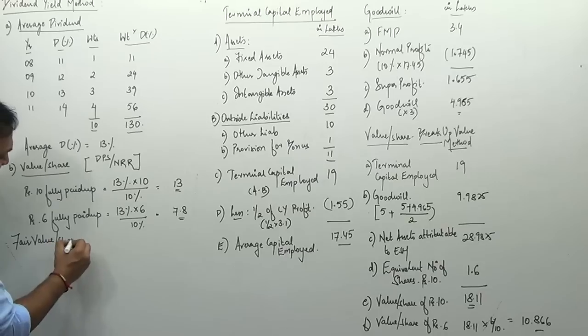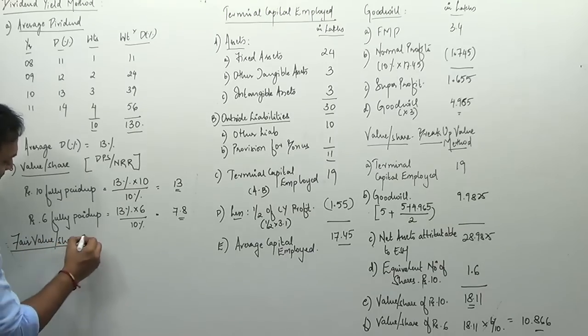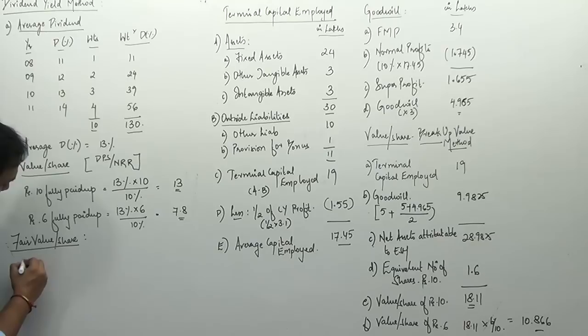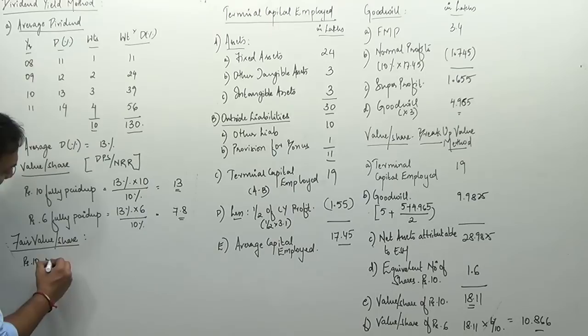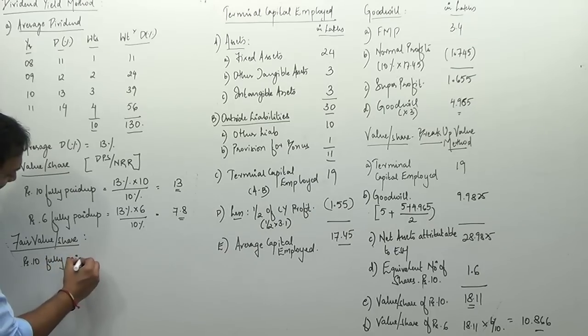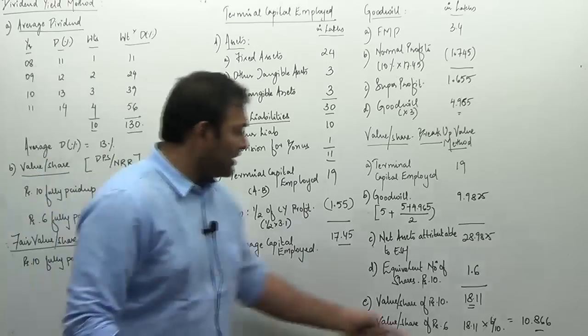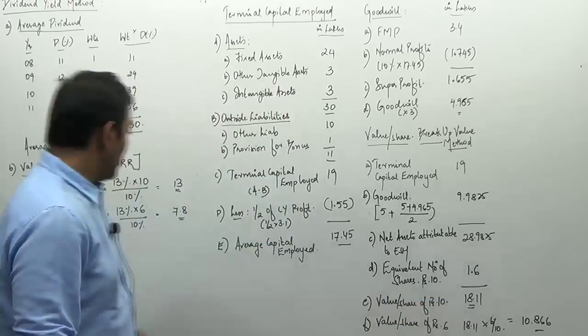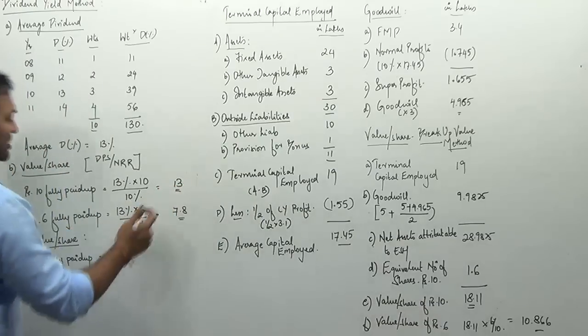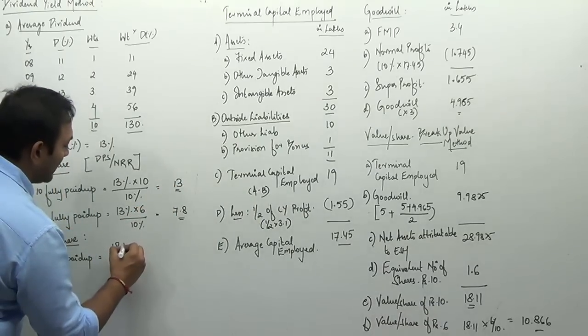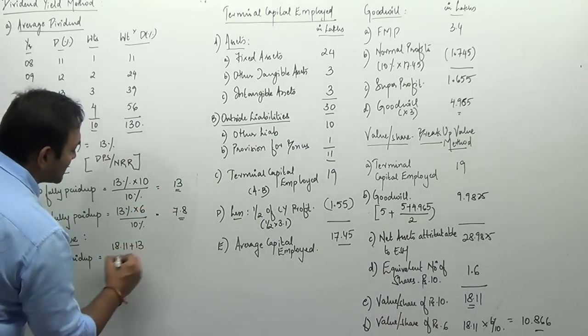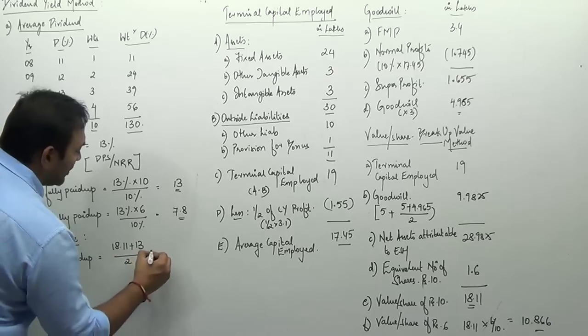Fair value per share of rupees 10 fully paid up. Take a simple average of both. What is the net asset valuation? 18.11. What is your dividend yield valuation? 13. 18.11 plus 13 divided by 2.